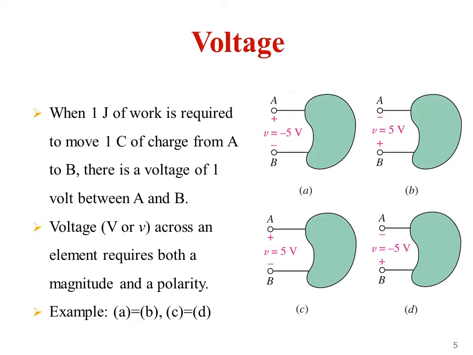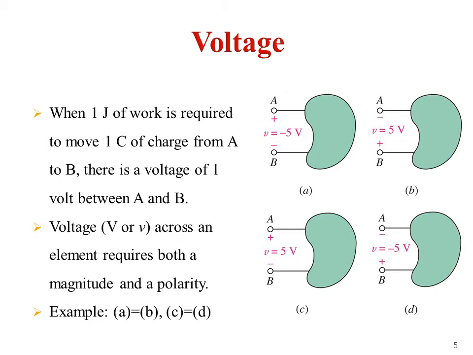Voltage is indicated by capital V or small v across an element and requires both a magnitude and a polarity. Like current, voltage also has to be designated with magnitude as well as direction. Now see the examples here: A, B, C and D. If I move 1 coulomb of charge from point A to point B, I generate 1 volt between these two points. In example A, the current is entering the positive terminal and leaving from the negative, so we can assume that the voltage between these two points is minus 5 volts.